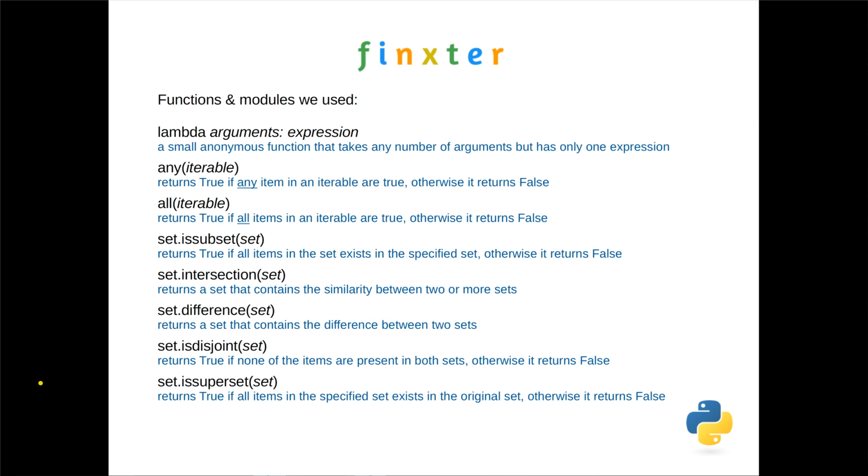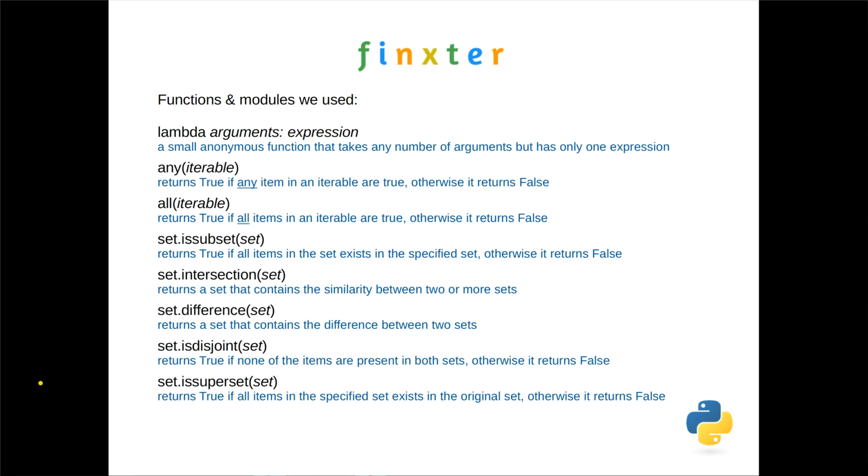We spoke about the built-in function any, which returns true if any item in an iterable is true, otherwise it returns false. And so we saw it return true for lists B and C and false for D. All returns true only if all the items in an iterable are true, otherwise it returns false. And so it only returned true for list B and not for C and D. Is subset similarly returns true if all items in the set exist in the specified set, otherwise it returns false.